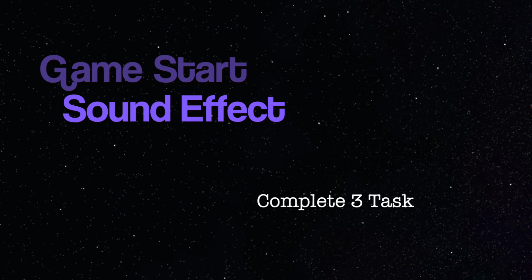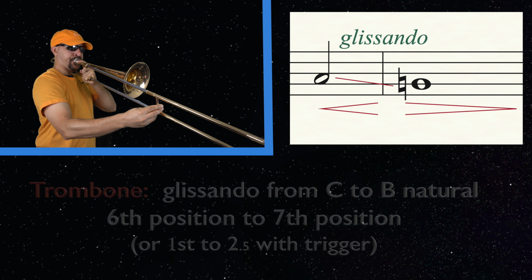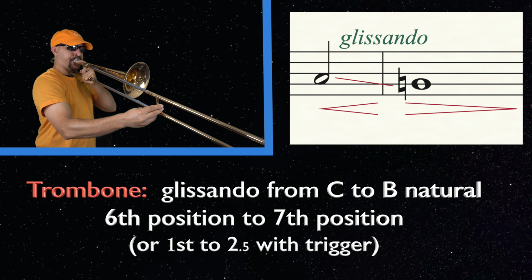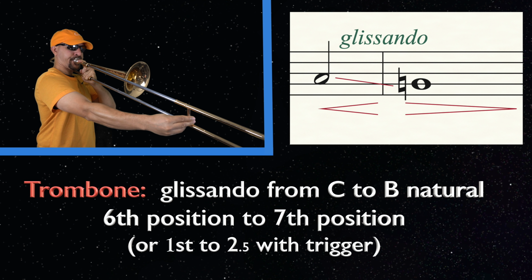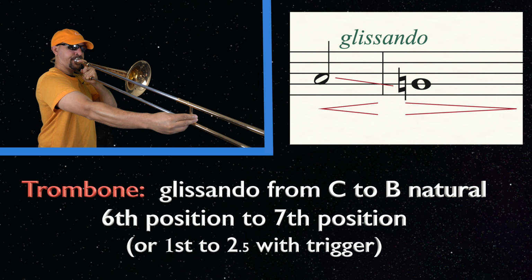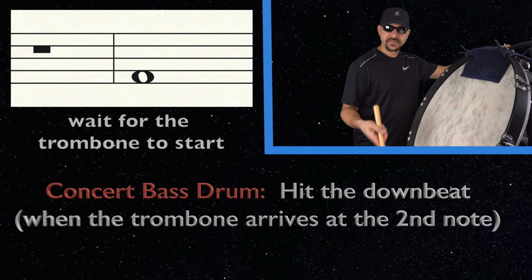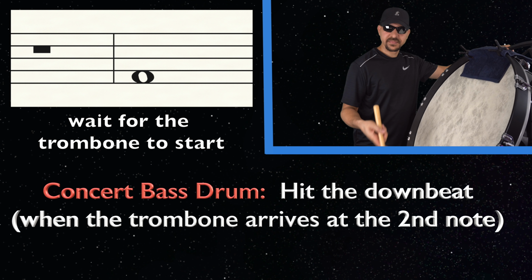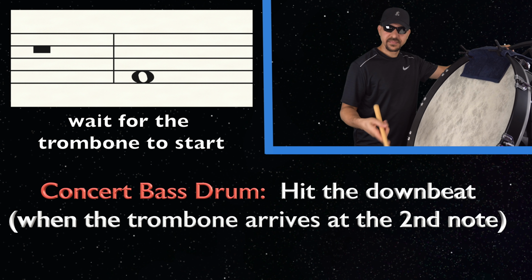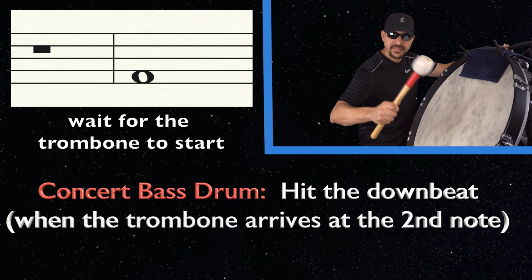Okay, so if we want to create this effect, we need to complete 3 tasks. The trombone player will need to play a glissando from C to B, which means you'll need to slide your hand out while you're playing from 6th to 7th position, or 1st to 2nd if you're using the trigger. The concert bass drum player will need to strike the drum 1 time, but you'll need to line that up with the 2nd note of the trombone player's glissando.